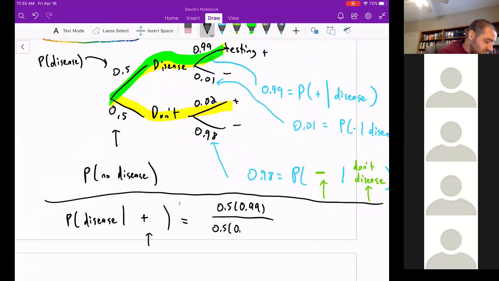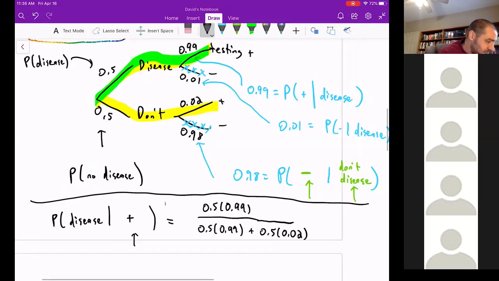Just like we've been doing, here's the live branch corresponding to what I care about. And then here's the total weight of the tree after I prune, so I chop these off. Those are dead branches given the data I have. Plus 0.5 times 0.02, like that. Is everybody okay with that?